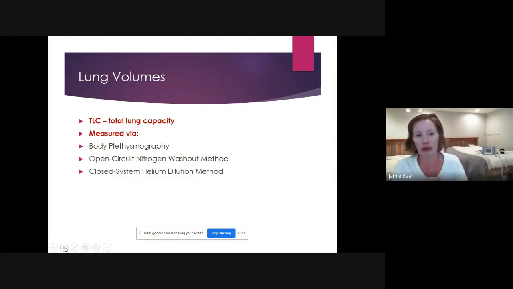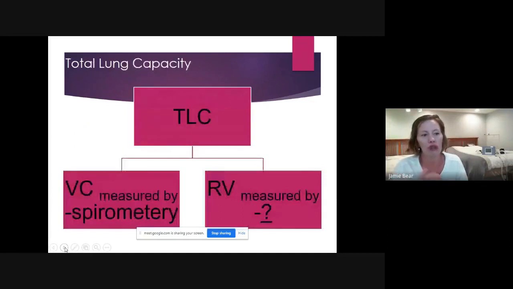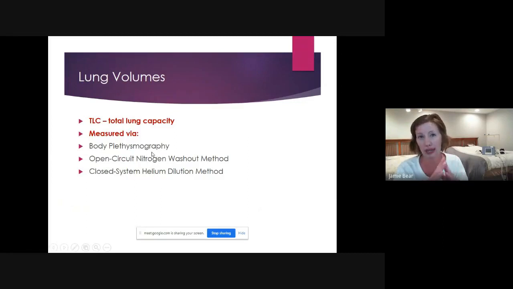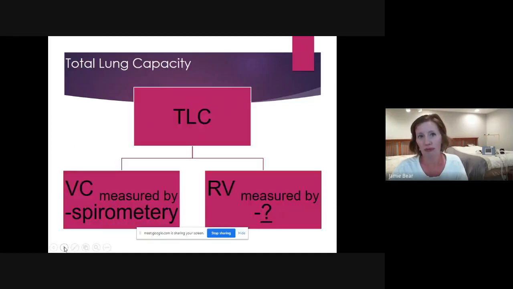And we're not going to go into all of the specifics on these, but when you think of your body box, it is more accurate, but you have to have a center that can keep up on it and afford it. There would have to be quite a bit of patient volume to be able to afford a body box. The other 2 are not as accurate. They don't give you precise measurements, but they can be a little bit easier and more affordable to add to a pulmonary department.